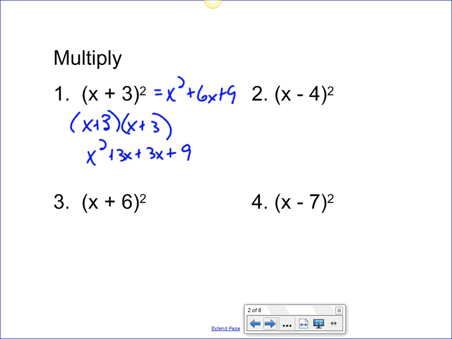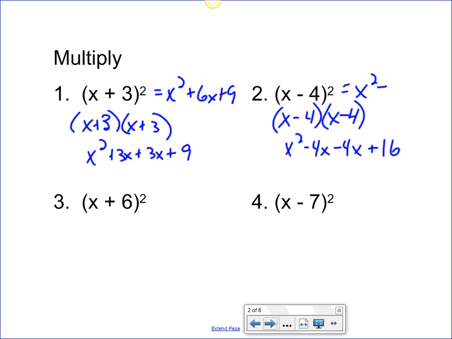Okay, if I did this next one, same idea. If you square it, you get x squared minus 4x minus 4x plus 16. So you'd have x squared minus 8x plus 16.